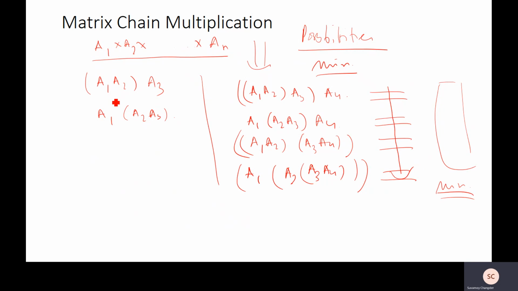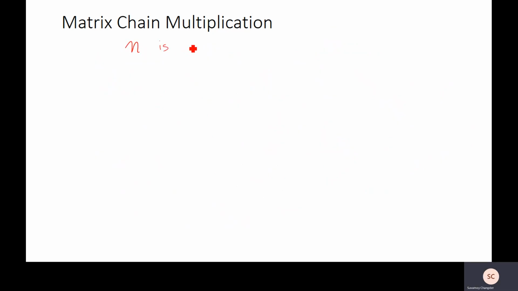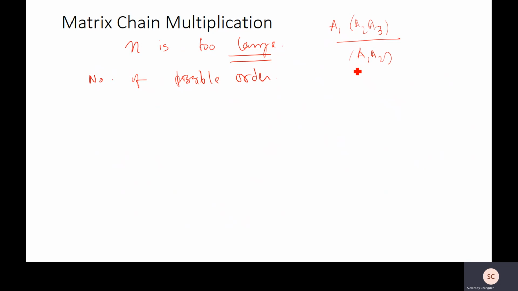Now when the number of matrices in the chain is very small, n equals 3 or 4, it is very easy to list out all possibilities and find the minimum. But let us think about when n is too large. The first thing is, what is the number of possible orders? Actually what we are doing is finding the order of multiplication, nothing else. Whether we should go for this or we should go for this one.